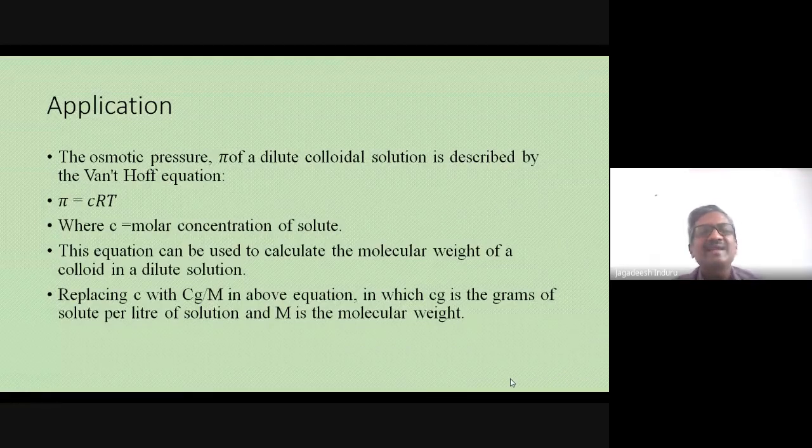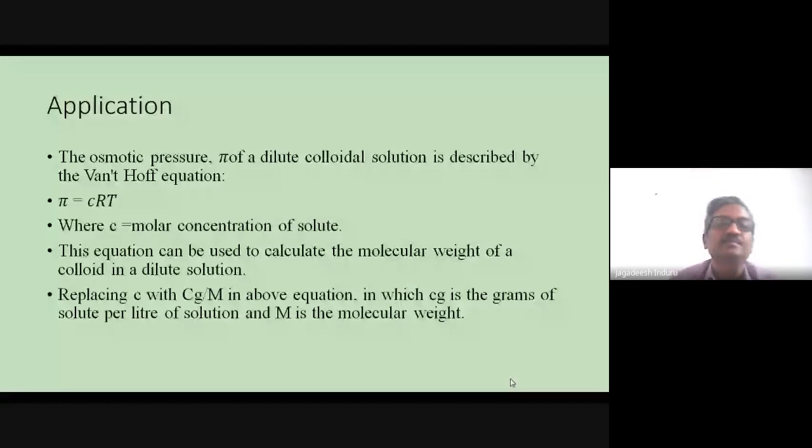We can determine the unknown M when you know the Cg, when you know R, which is the constant, and T, the temperature, and you know pi, then you can determine the M simply. So you determine the osmotic pressure by equipment, and you calculate the molecular weight. This is actually the importance of the Van 't Hoff equation, to find the molecular weight of your colloids when you prepare them.